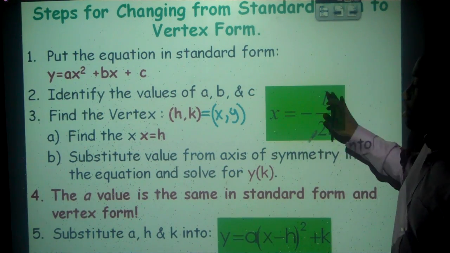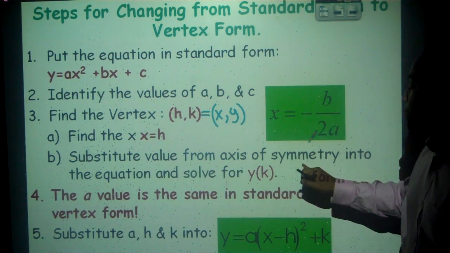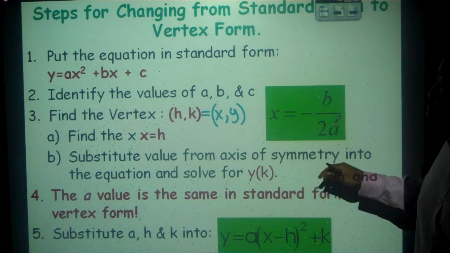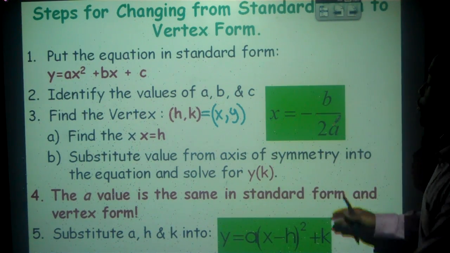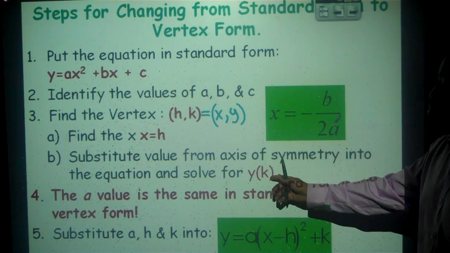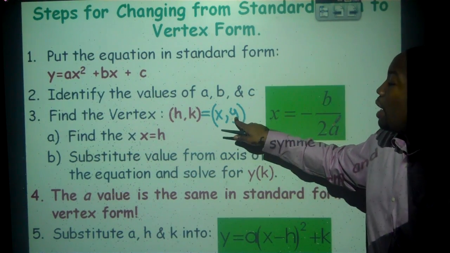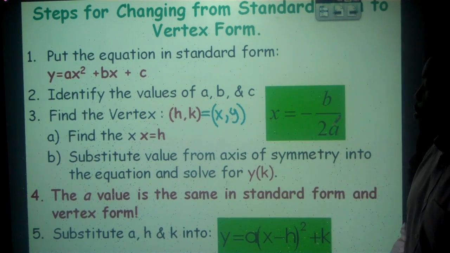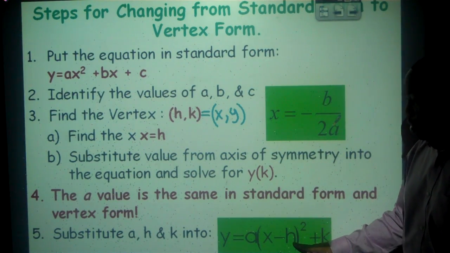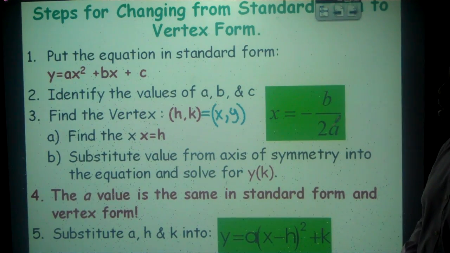Once you get your x, you take your answer, and it says it here: substitute the value from the axis of symmetry, which is right here, and plug it back into the equation. So you take this answer, plug it back into the equation, and you get your y. Then you end up with an x and a y, and that will be your vertex. Using the vertex, you bring the h in here, which would be negative h, and bring your y into k, which is positive k.